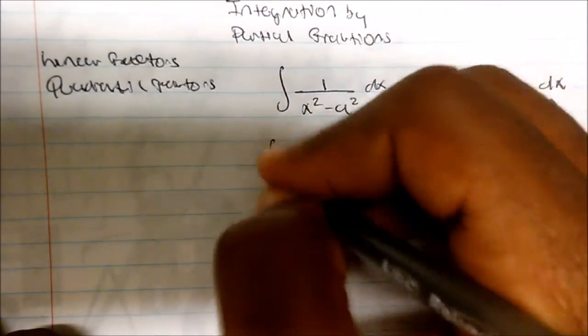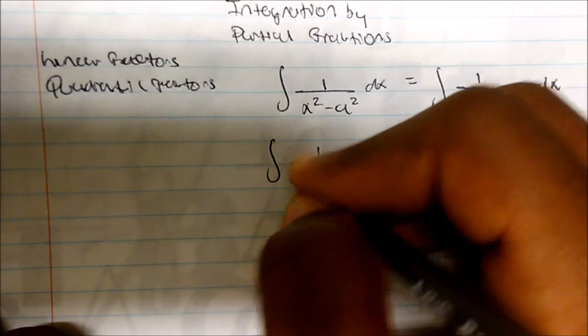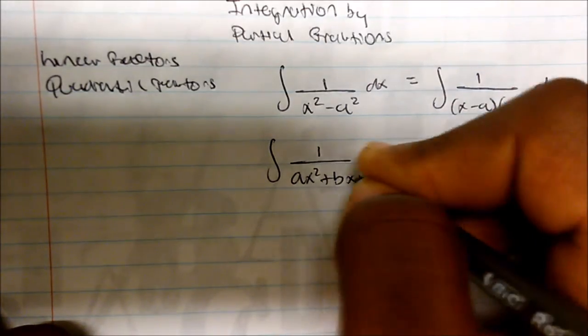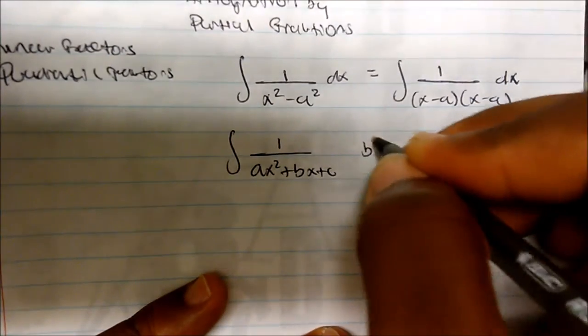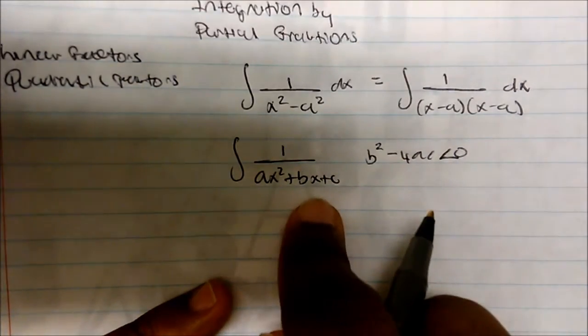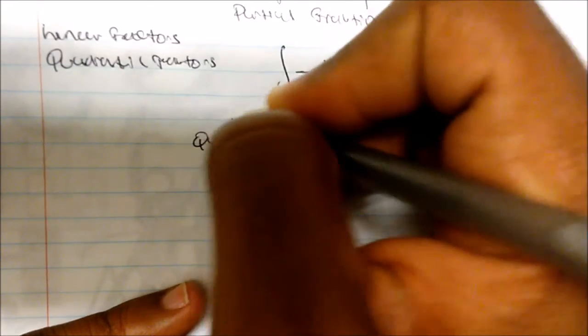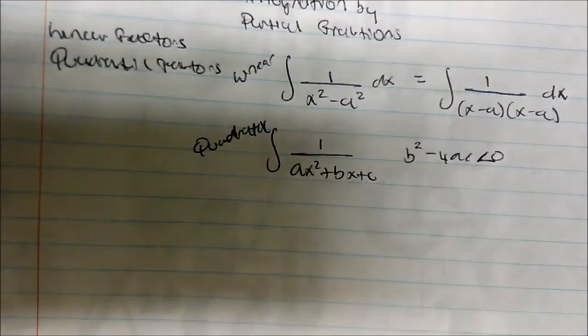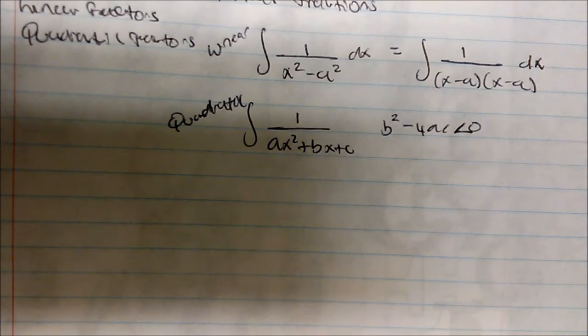Now quadratic factors, on the bottom we have some sort of 1 over ax squared plus bx plus c, where b squared minus 4ac is actually less than 0. So it's not factorable, okay? So this is what we do with quadratic. And this is linear, okay? So that's the general idea.